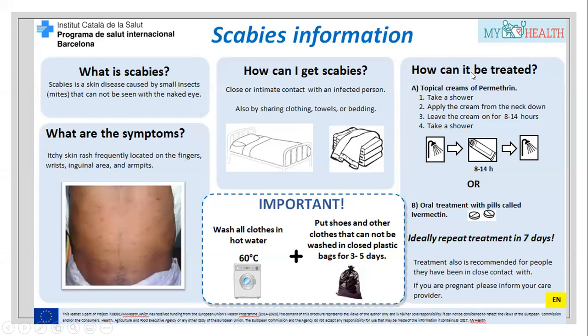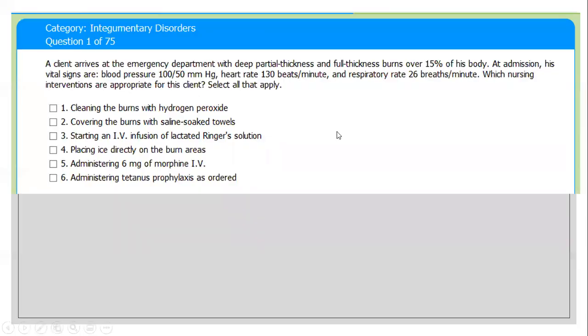So, how can it be treated? When you use the cream, take a shower and apply the cream from the neck down. Also, leave the cream on for 8 to 14 hours and then take a shower. Also, an oral treatment with a pill called ivermectin can be used. Next question.